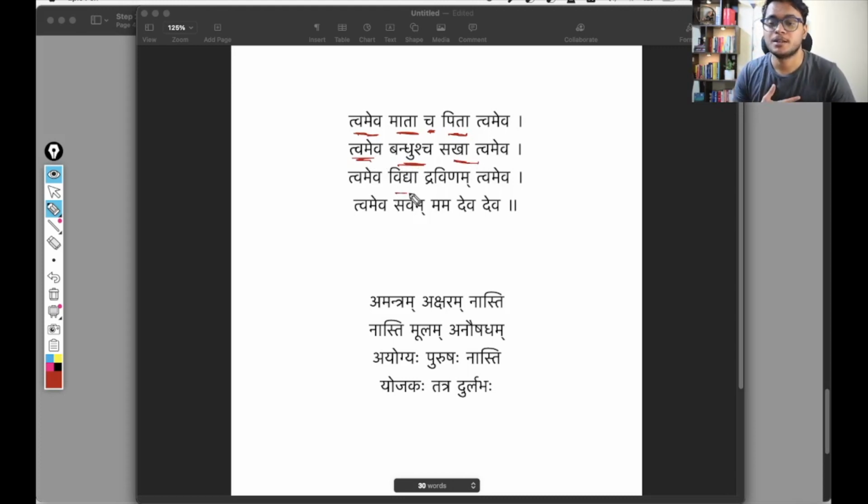You are indeed knowledge, and you are indeed that wealth, and you are indeed sarvam, everything. You are indeed everything. So, and mam deva dev. Mam again is a pronoun. Mam means my, mine. So mine, God. So this is a prayer. Whoever you are offering this prayer to, you are simply saying that you indeed are like my father, like my mother, like my friend, like my relatives. You are indeed my knowledge, you are my wealth, and you are everything.